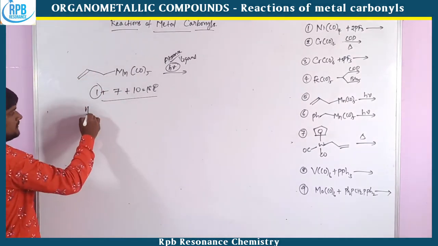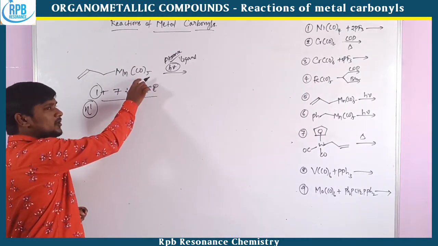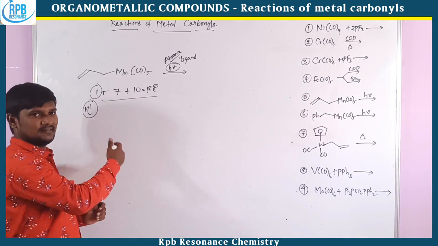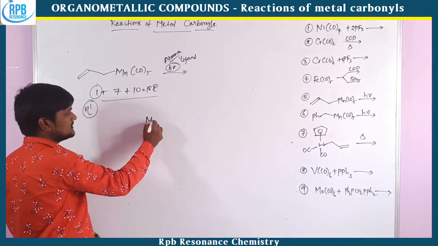Here, the allyl group capacity is eta 1. If one carbonyl group is eliminated from the system, it becomes a 16 electron compound.